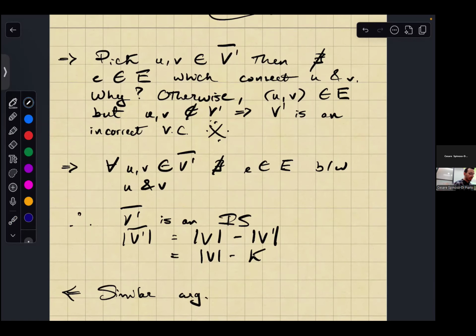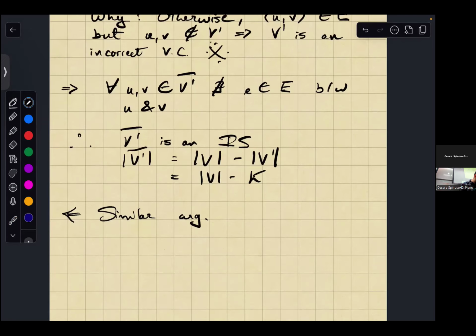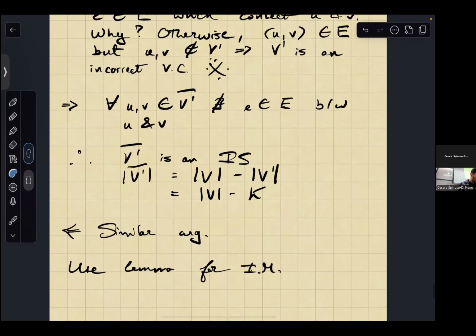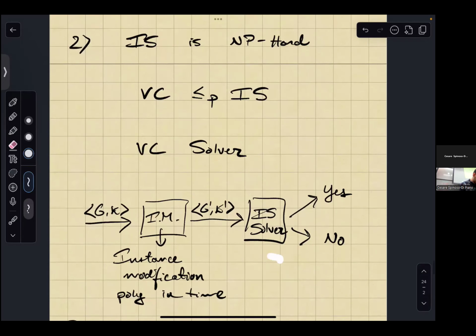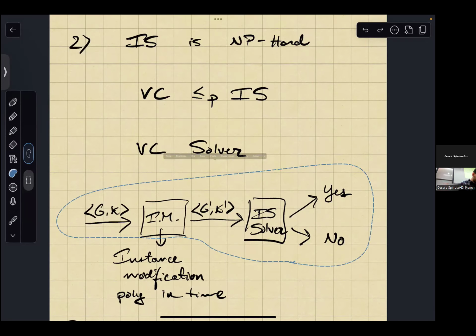Why is this useful? Because I can now use this lemma for the instance modification. So remember, I'm just going to quickly scroll up, but don't worry, I'll come back down. Ah, yeah. So let me copy this.